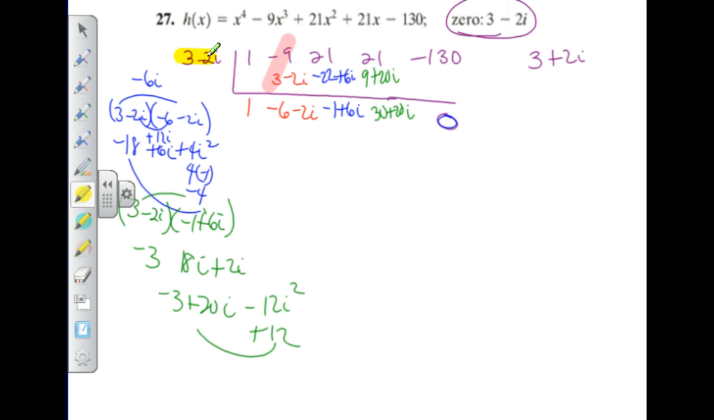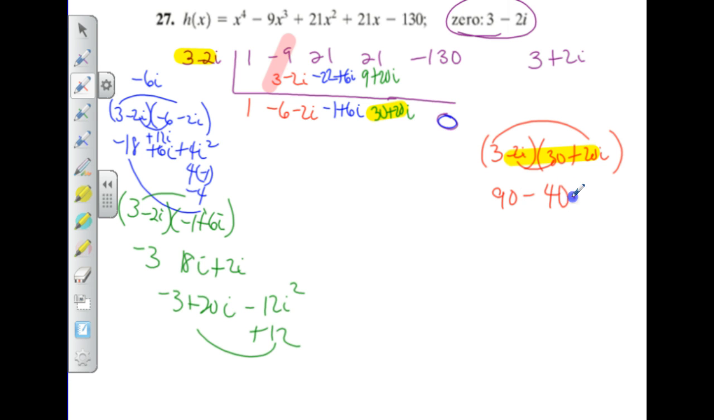I'm running out of room, so I'm going to do this over here this time. This is 3 minus 2i times the 30 plus 20i. Oh, I hope this gives me right. So 90, the outer is negative 60i, the inner is positive 60i, and those cancel. Minus 40i squared, which you know as plus 40, and boom, there's 130, and I got my 0. Very happy.